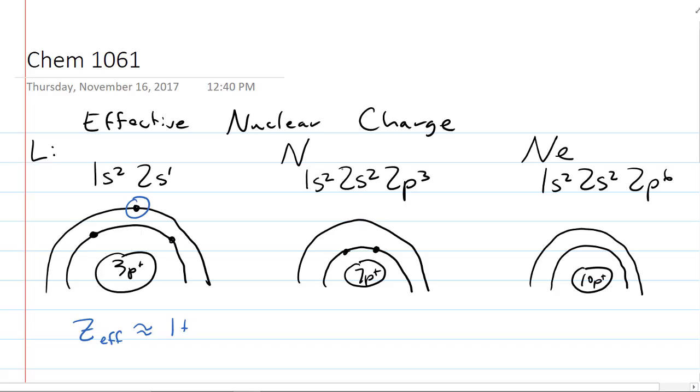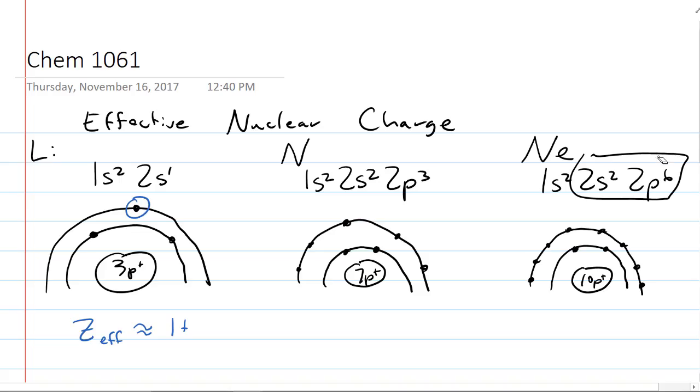Not 2. 5. There's going to be 5. These are all a part of the second level. So we put in 1, 2, 3, 4, 5. And in the case of neon, how many inner level electrons would there be? 2. And how many outer level electrons would there be? 8. So we put in 1, 2, 3, 4, 5, 6, 7, 8. In case you're wondering where that's coming from, we have a total of 8 electrons in the second energy level.